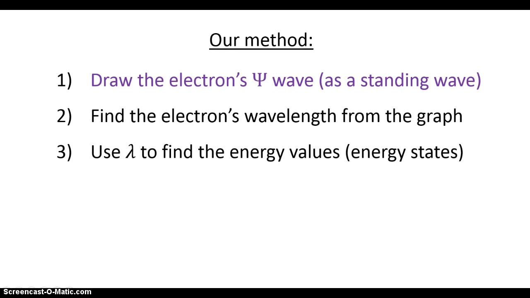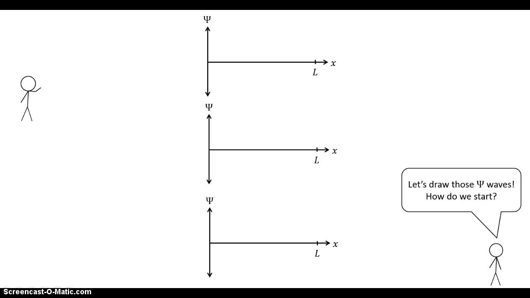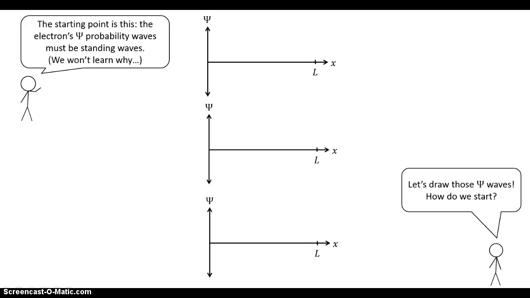Here's our method for finding our energy values. Let's complete step 1. Let's draw those psi waves. How do we start? The starting point is this. The electron's psi probability waves must be standing waves.